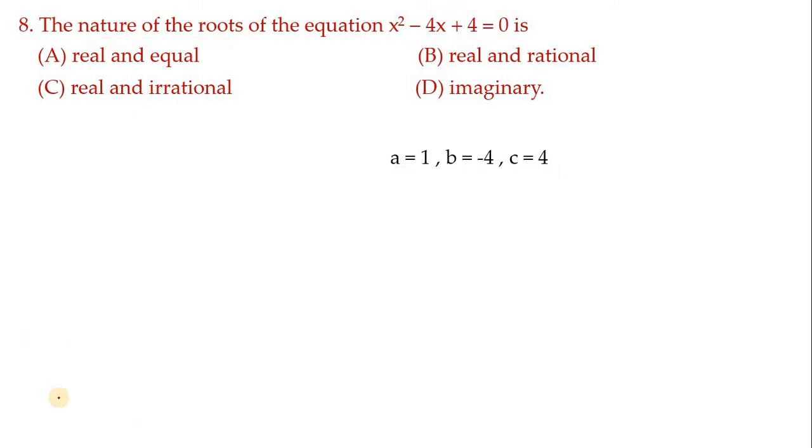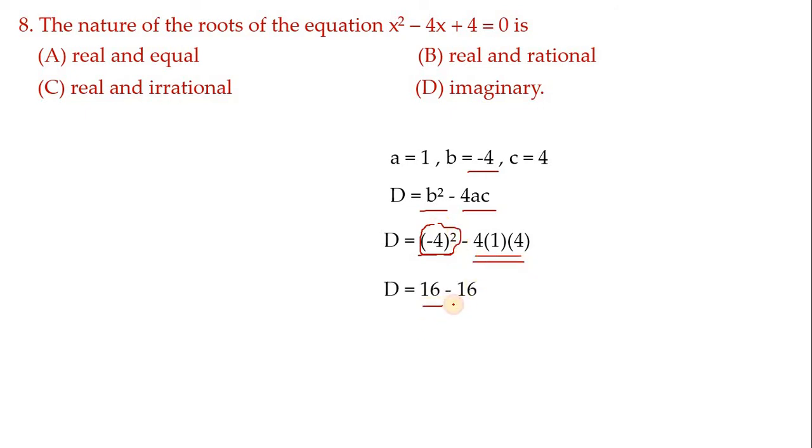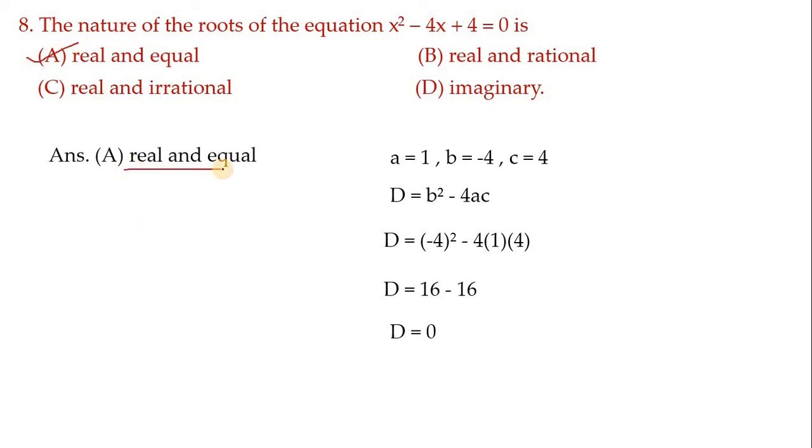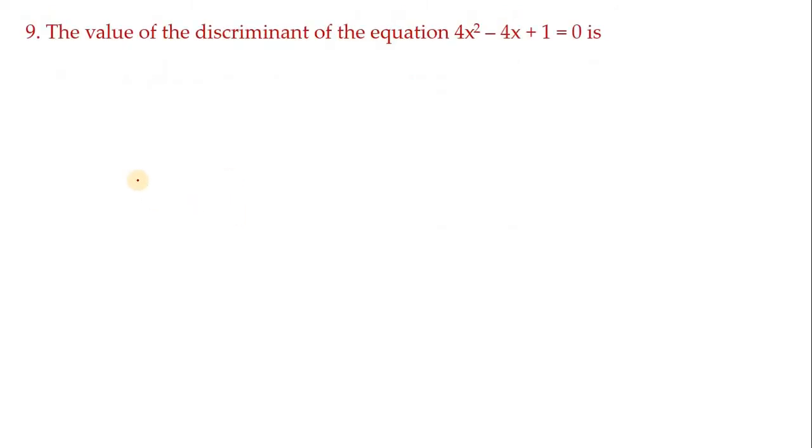Take discriminant finding formula, that is D equals to B square minus 4AC. Substitute the values, children. B value is minus 4, hence minus 4 whole square. 4AC means 4 into 1 into 4. Now let me find square of minus 4. We get 16. And if you simplify this, we get 16 here. So here plus 16 and minus 16 will get cancelled and we get D equals to 0. So when discriminant is equals to 0, the roots are real and equal. Hence, option A is correct one. Move on to the next one.